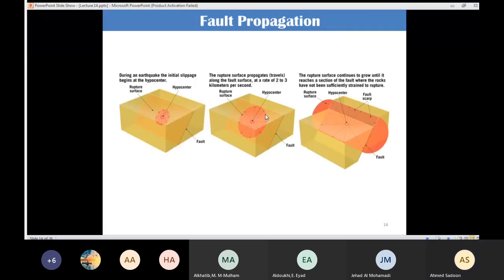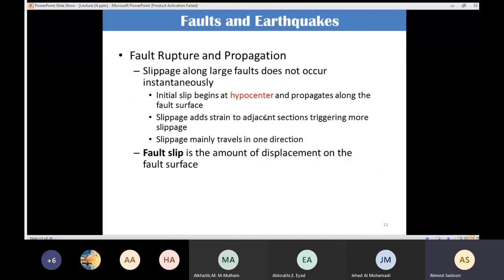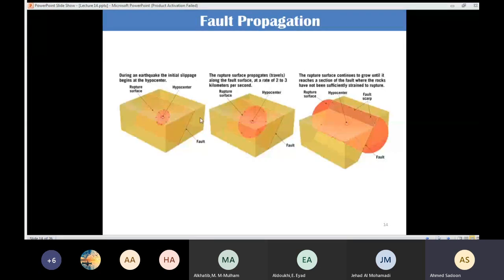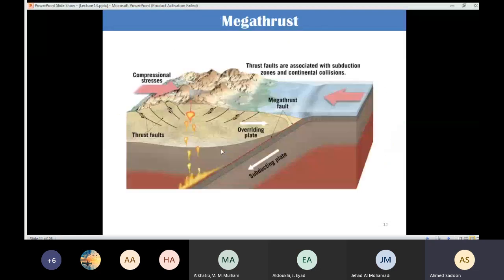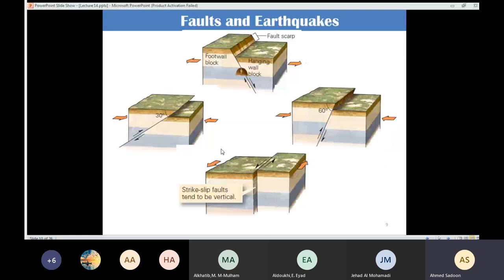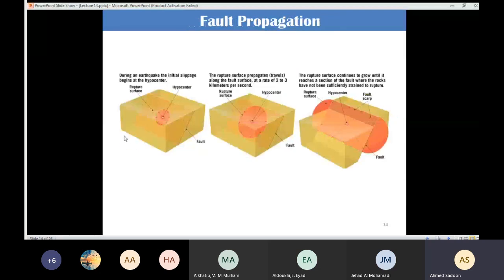Now, do you have any questions regarding how the fault is going to propagate, or any questions about the types of faults? Now I'm going to leave the floor for you to ask questions.